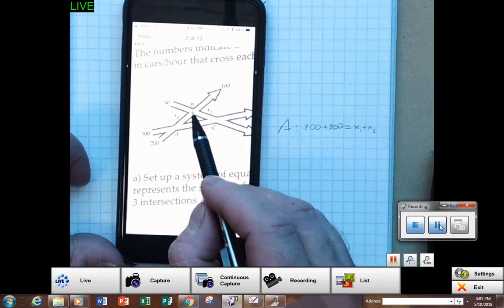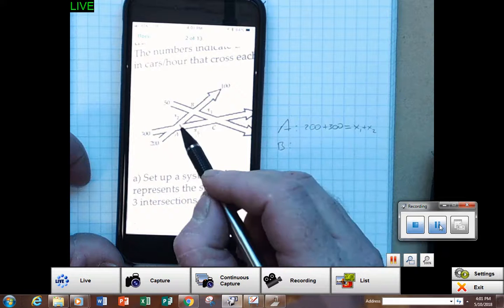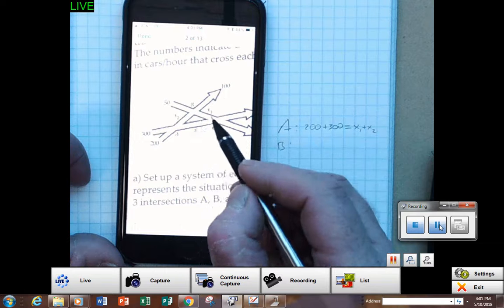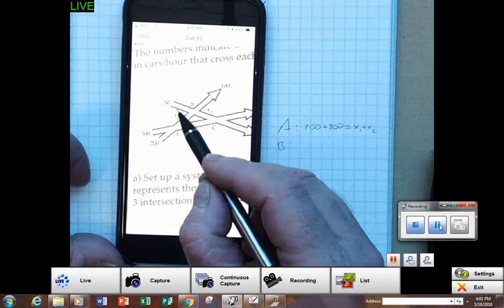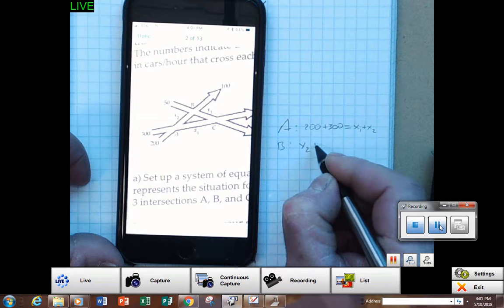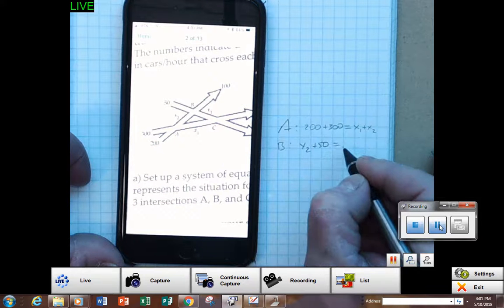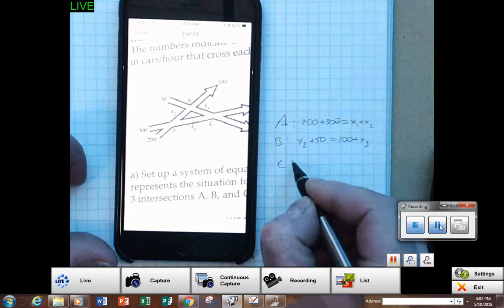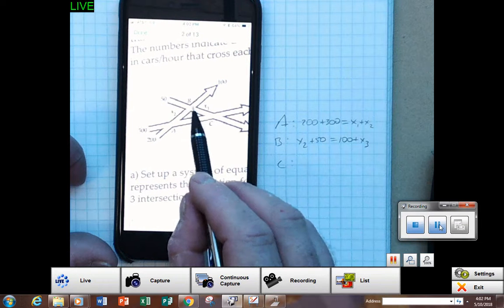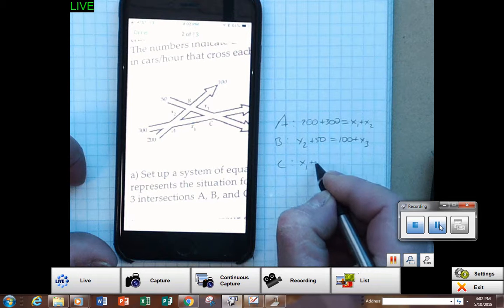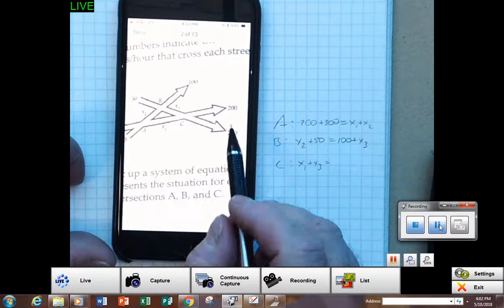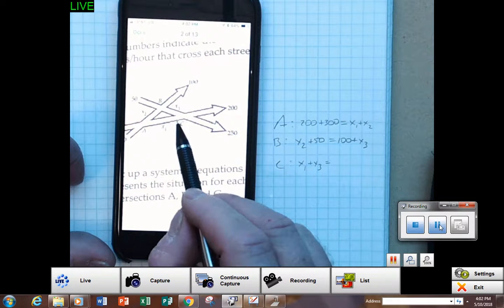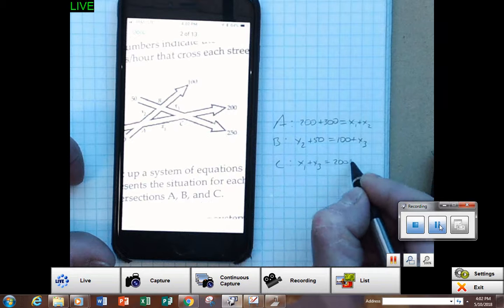At intersection B, I have x2 coming in and 50 coming in. And what I have coming out is 100 and x3. So coming in this intersection, x2 plus 50, and what's coming out is 100 plus x3. At C, I have coming in x3 and x1, and coming out I have 200 and 250. So again, what's coming in? These two coming in together, x3 and x1. What's coming out? 200 plus 250.